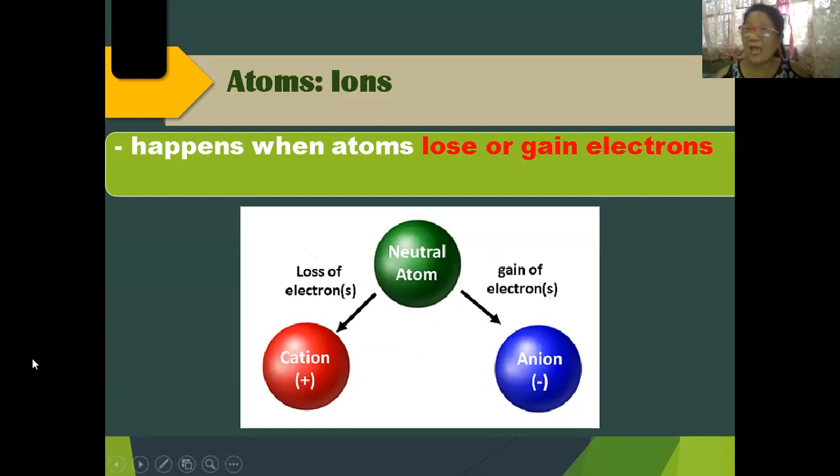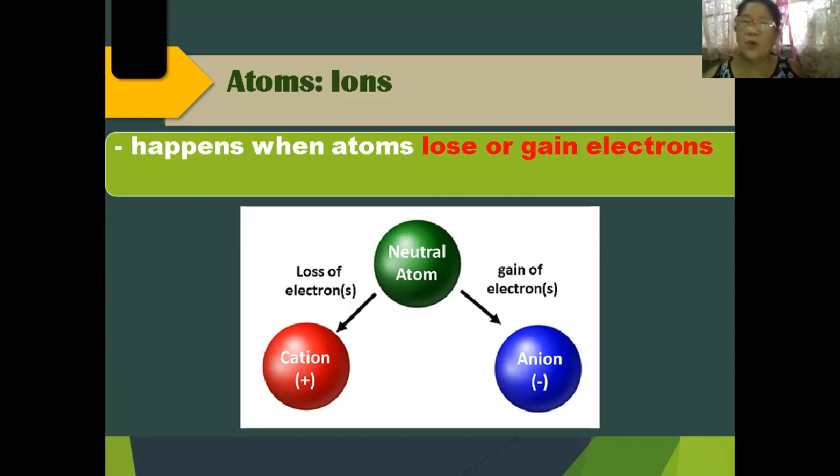What happens if your atom has a charge? Atoms will be converted into ions if and when they lose or gain an electron. This will only happen if there are different charges of the elements that will form into a compound. It should be positive and negative if it will form into a compound. It can't be positive-positive. It should be like that in the formation of a compound.